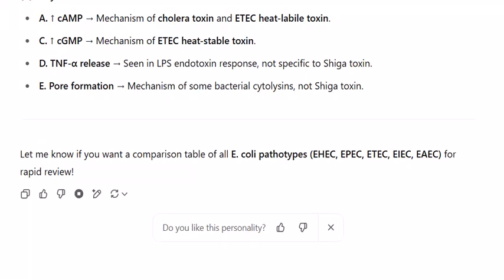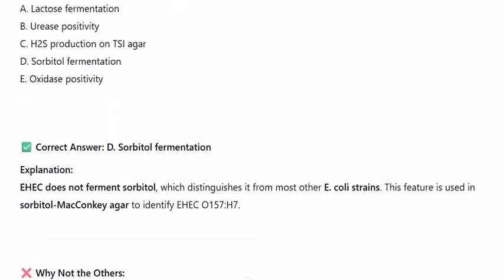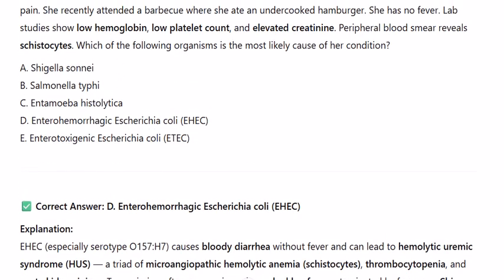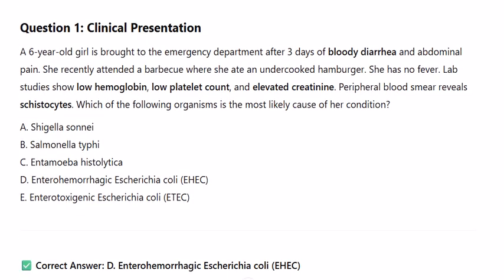MLE-style questions based on the text about Enterohemorrhagic E. coli, EHEC, each with 5 answer choices and detailed explanations for the correct and incorrect options.